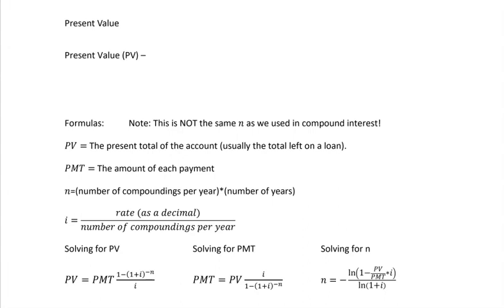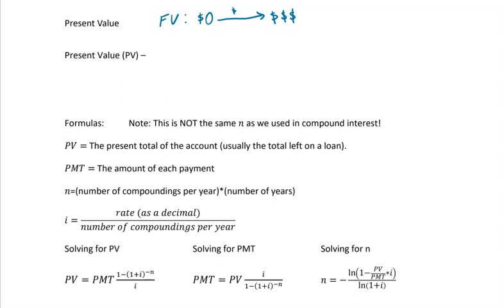The difference is with future value, you were starting with nothing, you make payments and you add money to an account, and then you end up with lots of money in the account. Present value means that you're actually going to be starting with money in the account, usually in the form of a loan at the beginning, and those payments are what are going to be paying off that loan.